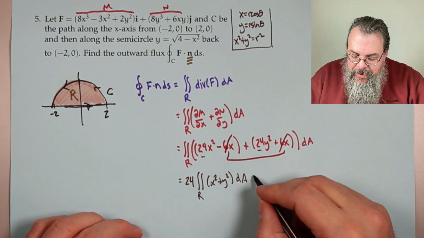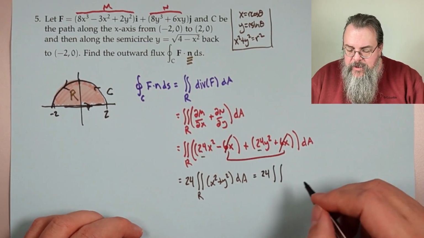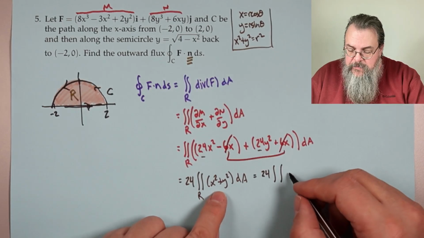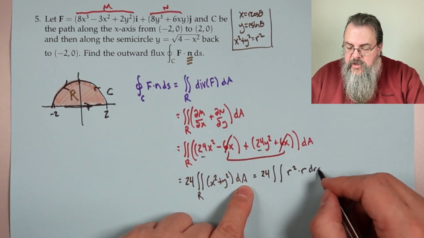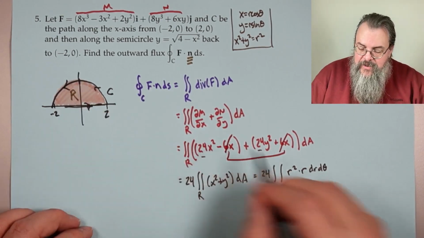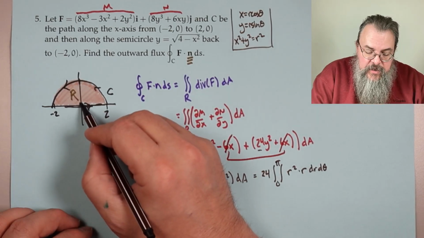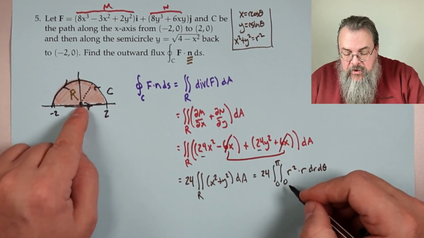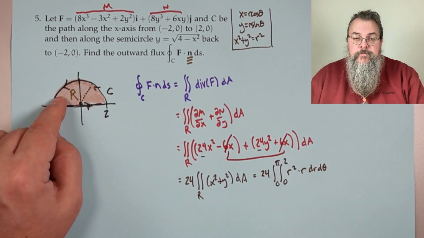Now, for us, what do we have? This becomes 24 times the integral, we'll worry about the balance in a second. x squared plus y squared becomes r squared. dA becomes r dr d theta. Theta goes only halfway around, 0 to pi. R, always start at the center, work your way out. So we start at 0, and we go out till we hit the curve, which is the circle of radius 2.